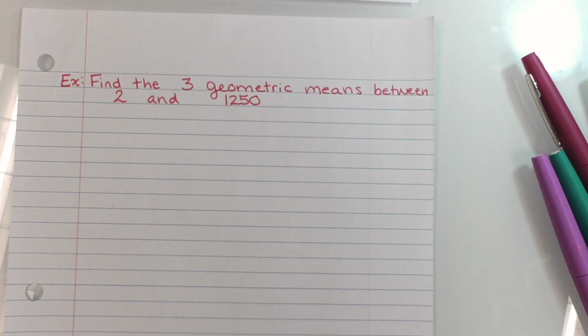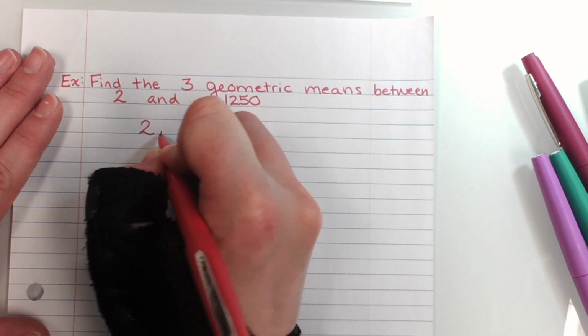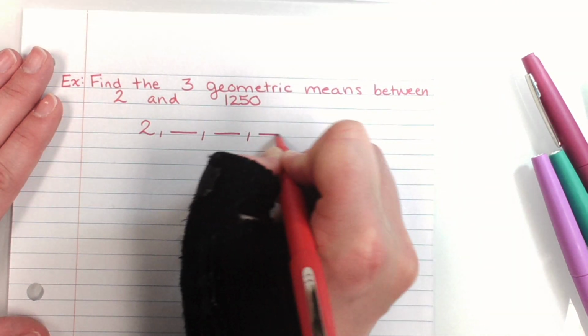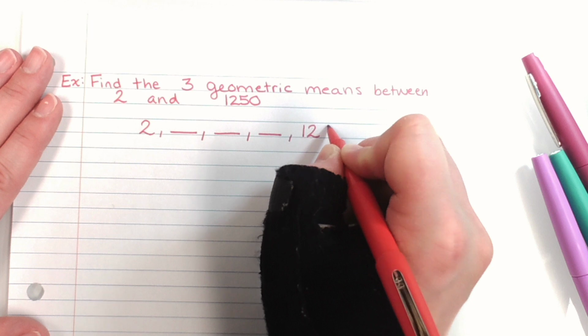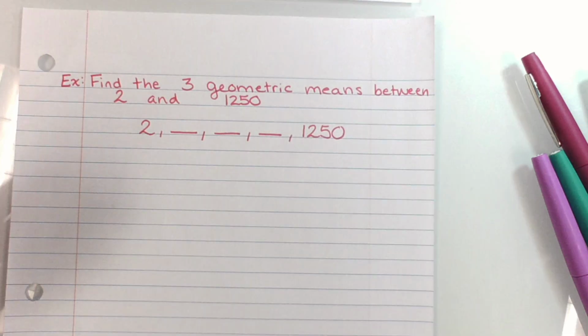Is it terrible to do the fractions? No. Do we like to deal with fractions if we don't have to? No. So I'd recommend you put the smaller number first. There's 3 missing spaces between that and the last one.